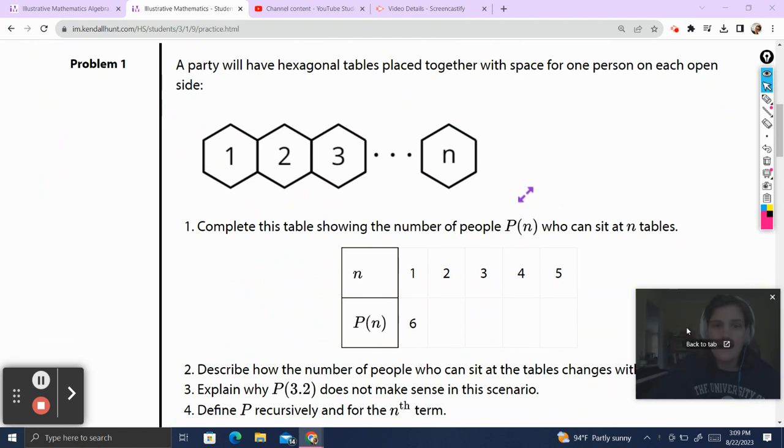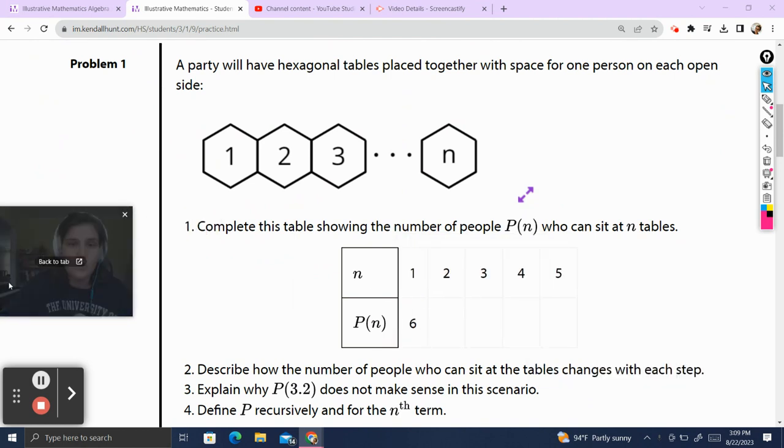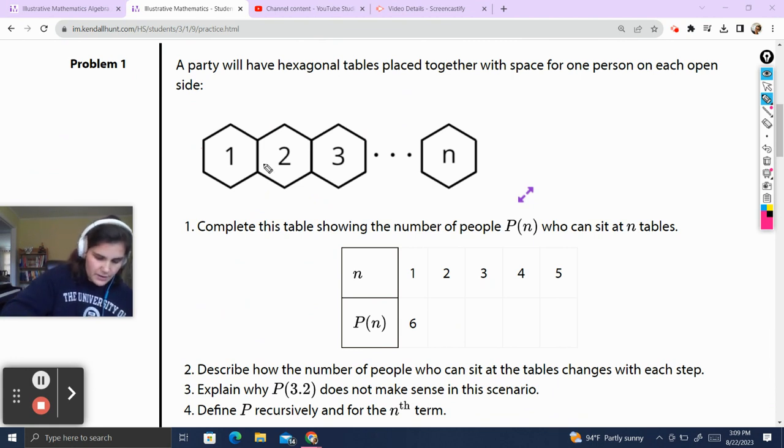A party will have a hexagonal table placed together with space for one person on each open side. So a hexagon has 6 sides, which means 1, 2, 3, 4, 5, 6. Not 6 people can sit at each table, because it looks like they're put together like this. Complete the table showing the number of people who can sit at n tables. Well, at one table, it can be 6 people.